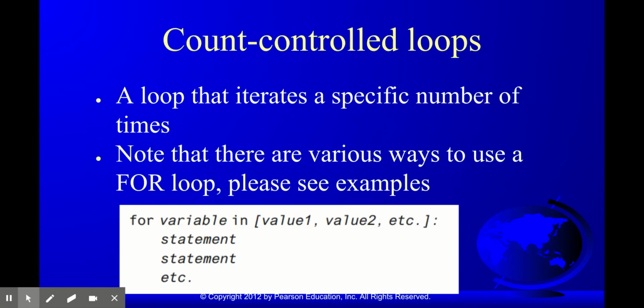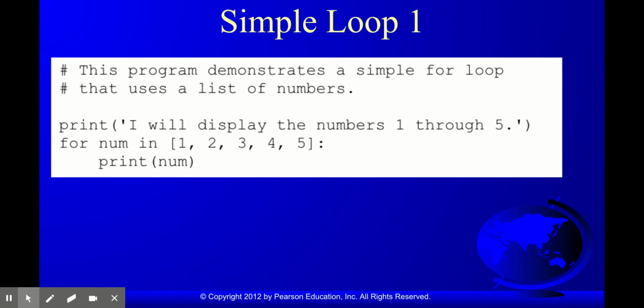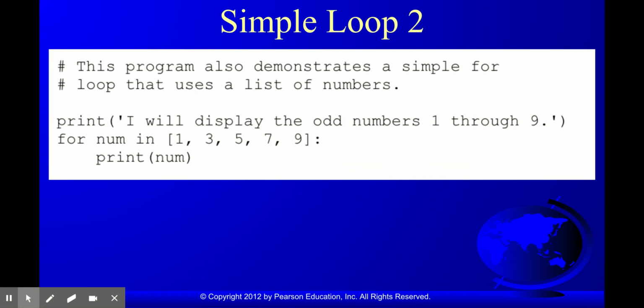There are also count controlled loops, the for loops: for a variable in a set of values, it'll complete these statements. Again, simple loops. This one will print the numbers 1, 2, 3, 4, 5. So for the number in 1, 2, 3, 4, 5, it'll print that number. And by the way, this right here is how you create a list.